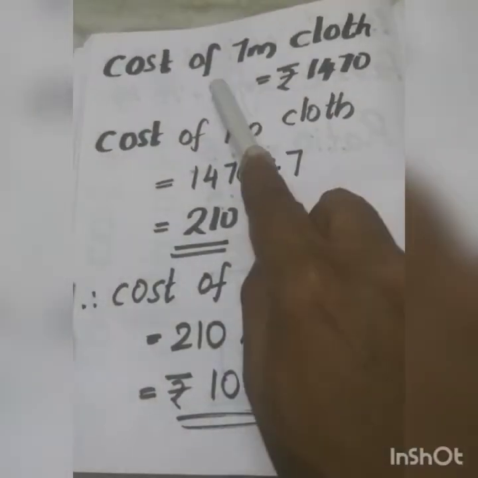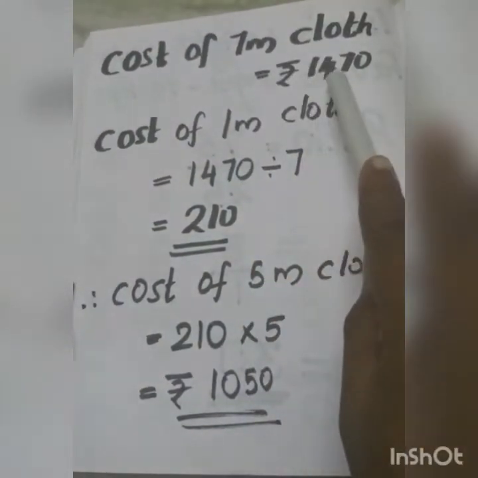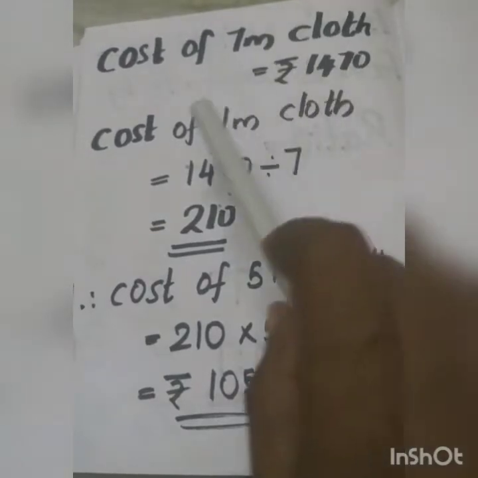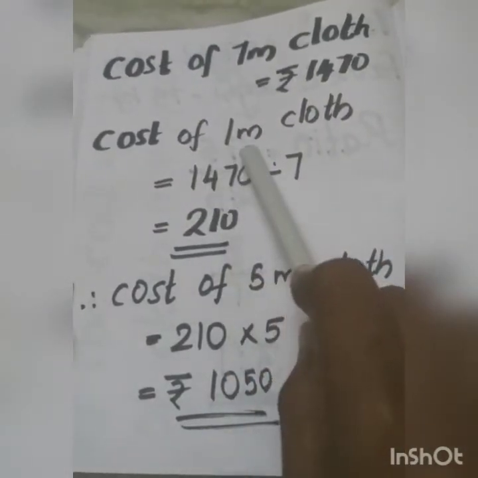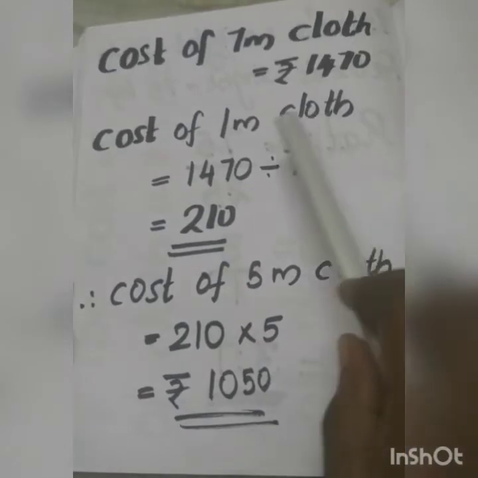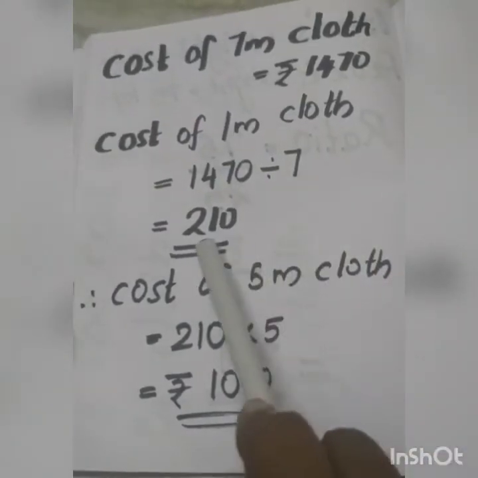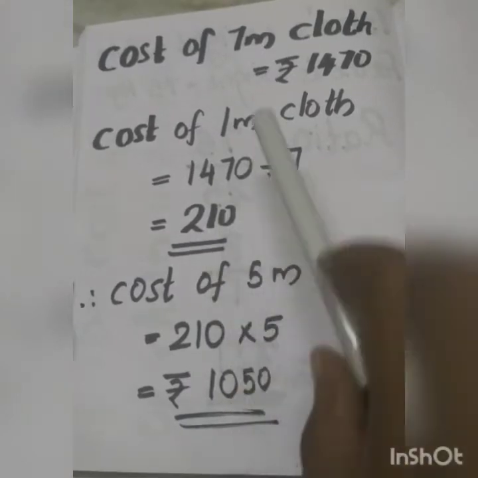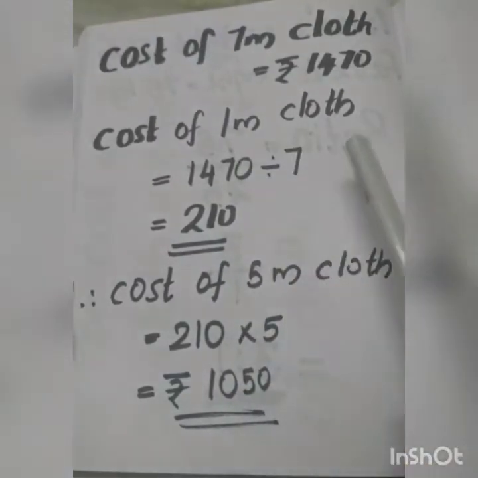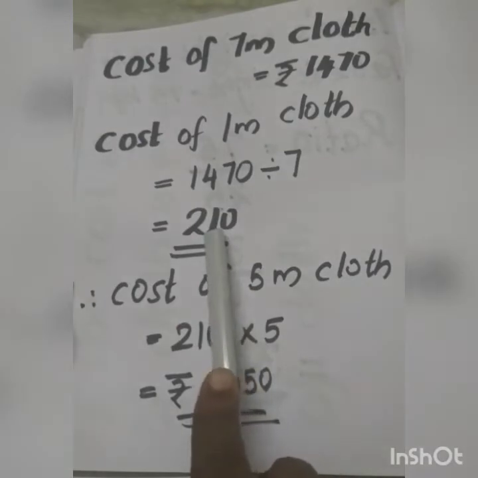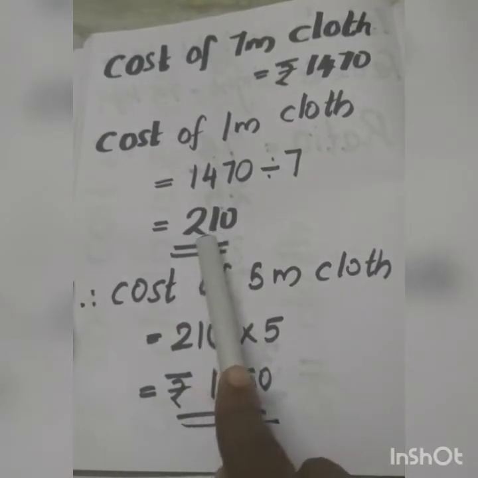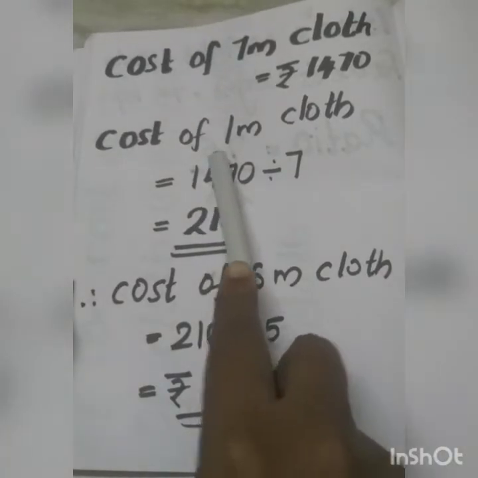The cost of 7 meter cloth is given as rupees 1470. From this we are finding the cost of 1 meter cloth. How? 1470 divided by 7, you will get 210. So we got the cost of 1 meter of cloth. What is the cost of 1 meter of cloth? 210. So from 7 meter of cloth we found the cost of 1 meter.